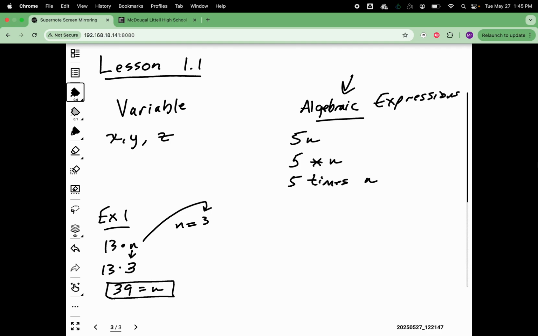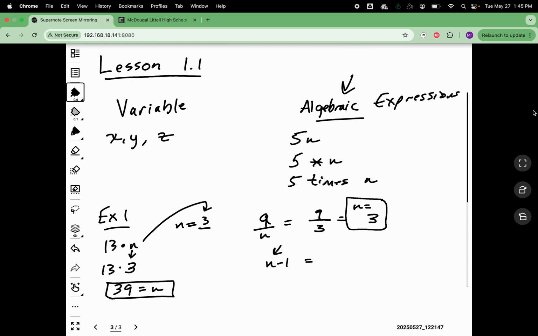That is an example. Another common one is 9 over n. If n equals 3 again, then we're going to do 9 divided by 3, which is 3. Let's do another one. n minus 1. Once again, if n equals 3, we're going to say 3 minus 1. So that will equal 2. That's an algebraic expression. Let's keep going.